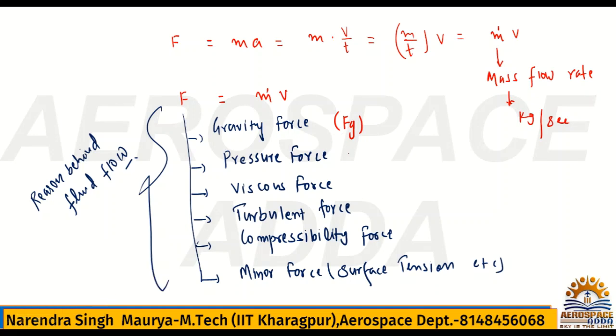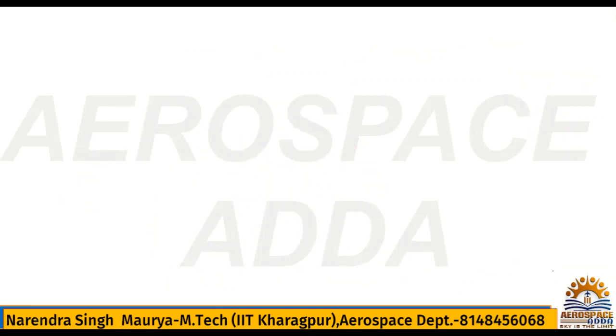So you can write here pressure force Fp, viscous force Fv, turbulent force Ft, compressibility force Fc, and this is F minor. So I can write here minor. Yes or no? These are the forces I have shown you. If there is a fluid flowing, this type of forces will definitely exist there. Based on these different types of forces, we have different types of equations related to fluid flow. Remember, whatever I am talking about here is dynamic fluid. I mean the fluid is not in a stationary condition; it is in motion.